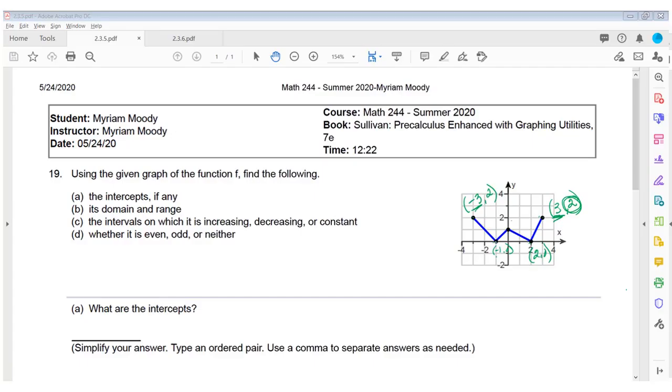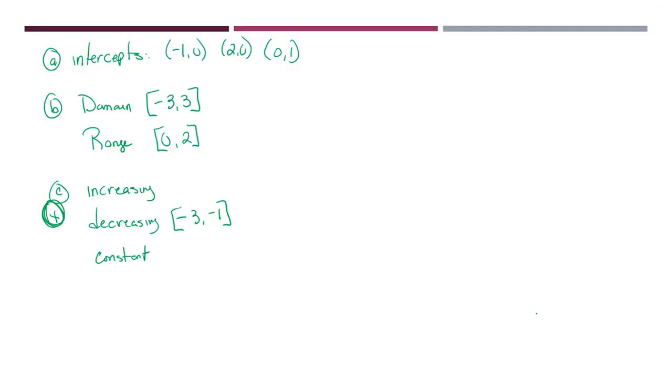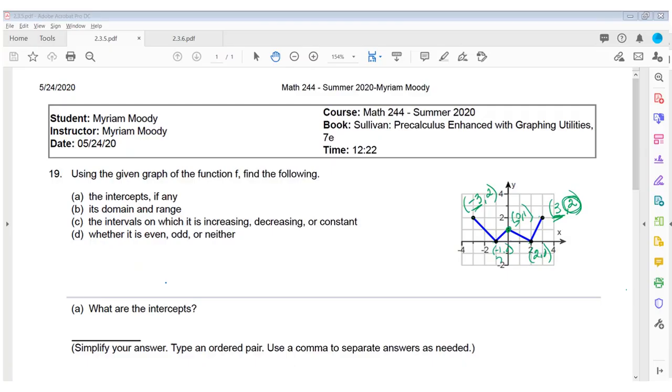And then when it hits -1, it looks like it starts an increase until this point. What is that point? Yep, that point is (0, 1). So it looks like it has an increase from -1 to 0. Okay, and again, the bracket. And then from this point down to this point, from (0, 1) to (2, 0), it looks like it's a decrease, correct? Okay, remember which variable? Look at your x's. So it looks like it decreases from 0 to 2.